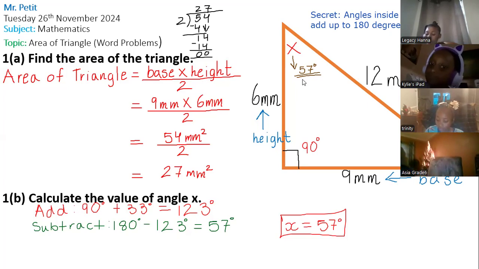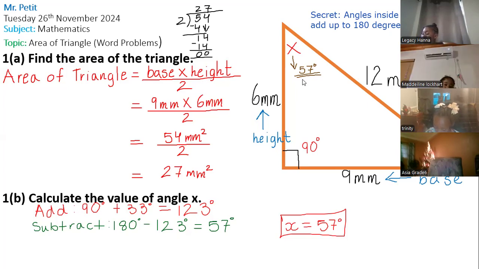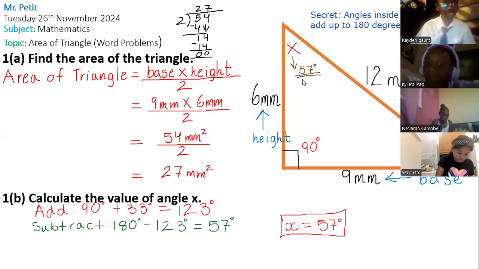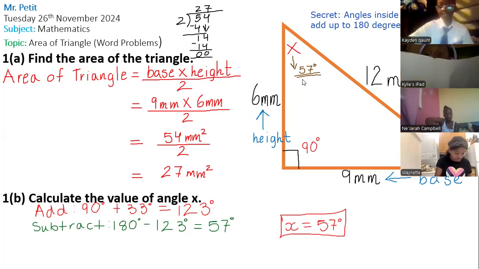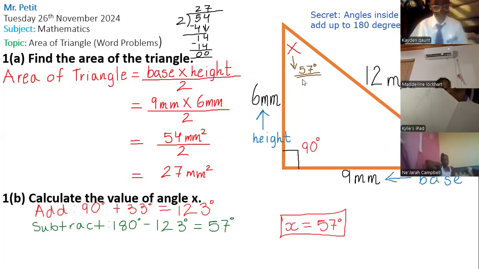Take a picture of your work and send it to me. Excuse me, Mr. Petit, my mother's not home. Okay, once she comes, take a picture of your work. Yes, when she comes, then you need to take the picture. Go ahead. Yeah, take a picture of it then.